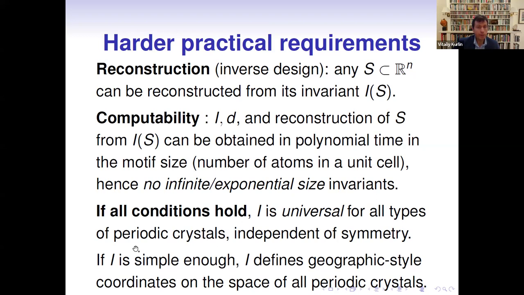And if the invariant is simple enough, for example, it's a collection of numbers, then these numbers could be considered analogs of geographic style coordinates on the space of periodic crystals, on the space of equivalence classes. The crystal isometry space, or even stronger, the space of regions.